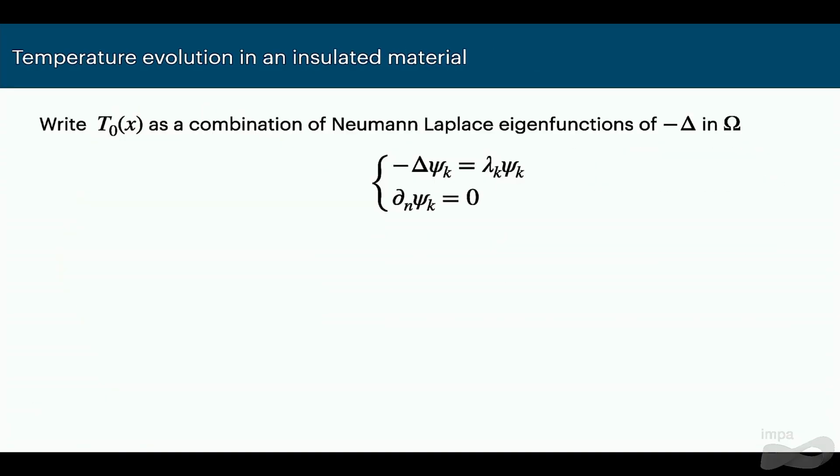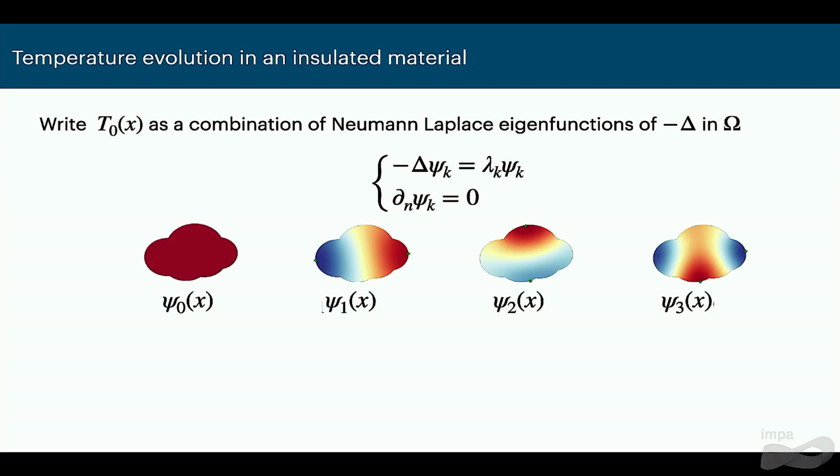How do we study these things? Well, we go back to separation of variables. Whenever we want to solve an equation of this kind, we write our initial data as a linear combination of eigenfunctions of the Laplace operator. So here we have a bunch of Laplace eigenfunctions, and we write our function as a combination of them.